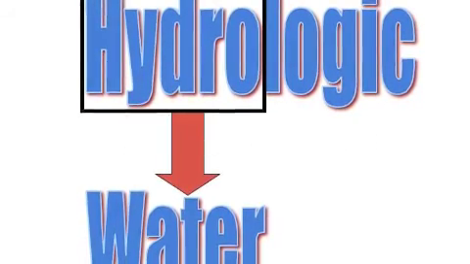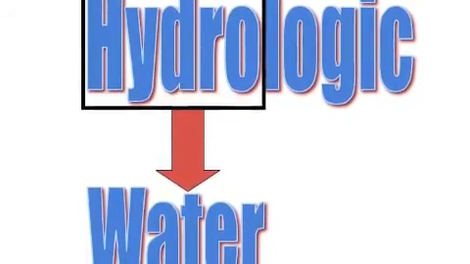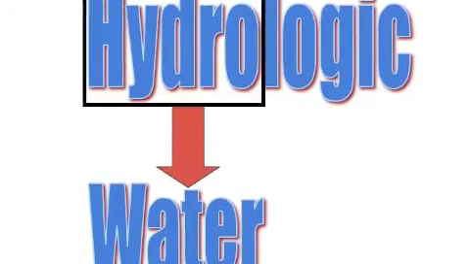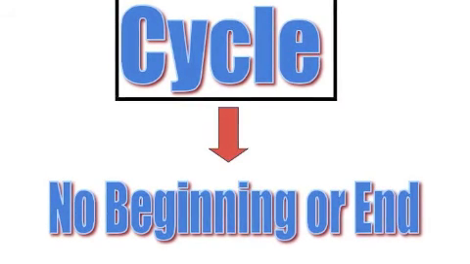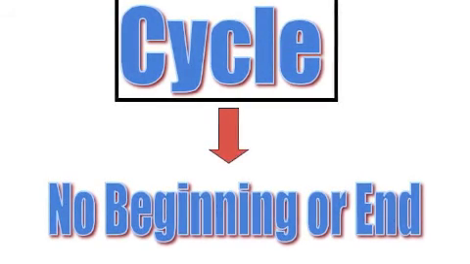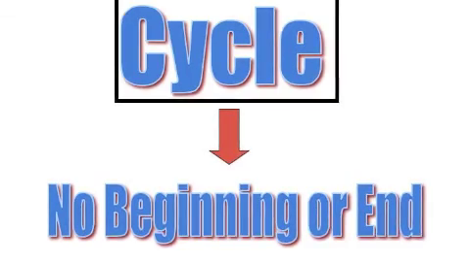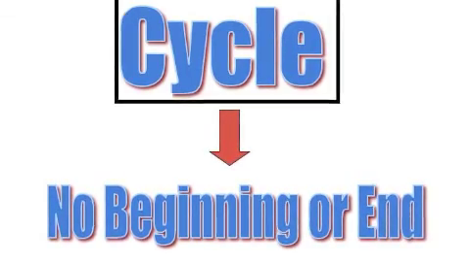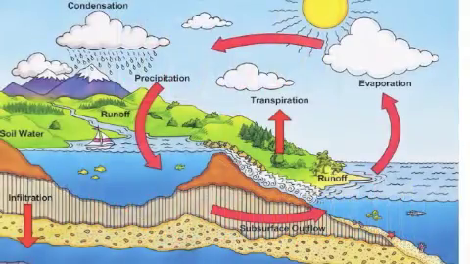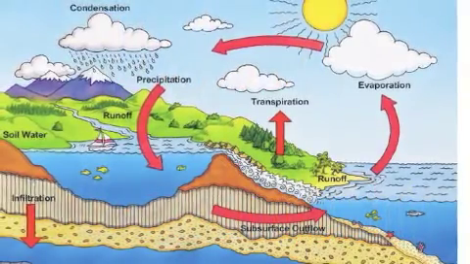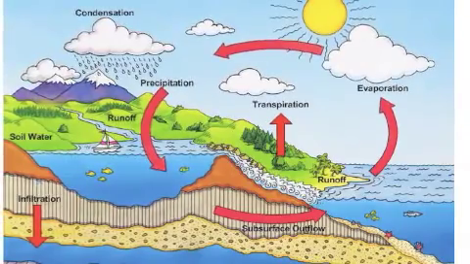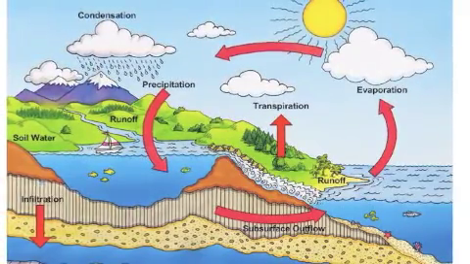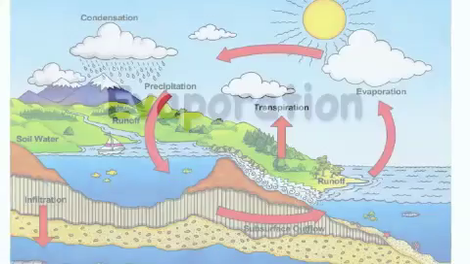As we look at the word hydrologic, we can pull out the prefix hydro, meaning water. The second word in the hydrologic cycle is the word cycle. And just like a circle, the word cycle means that it does not have a beginning or an end. As we look at this diagram, we notice that all the parts of the hydrologic cycle come together to form a fluid and circular pattern.